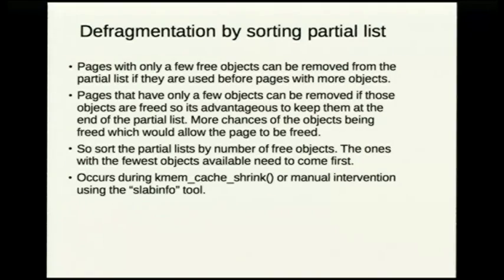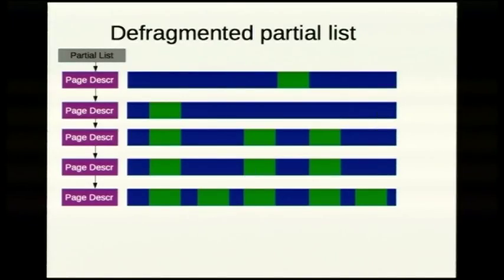Any questions on that? Okay, so this is basically avoiding the whole migration and eviction thing completely. This is what we can do today, and what is there. So now we have a defragmented partial list. The partial pages with the least objects come first, and the pages with lots of objects come last.